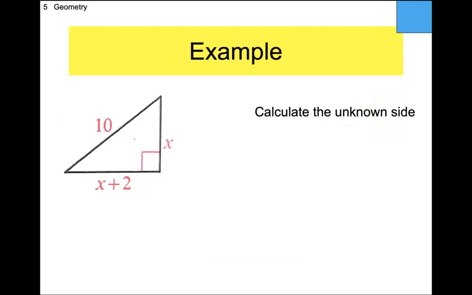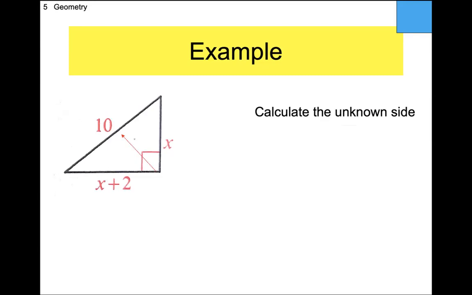So here's your triangle. It says solve for the unknown side. Well, we got two unknown sides. We got an x plus 2 on one side and an x. Well, we're still going to use the Pythagorean theorem to solve this. So let's see, the sum of the squares of the two legs is equal to the square of the hypotenuse. The hypotenuse here is 10.